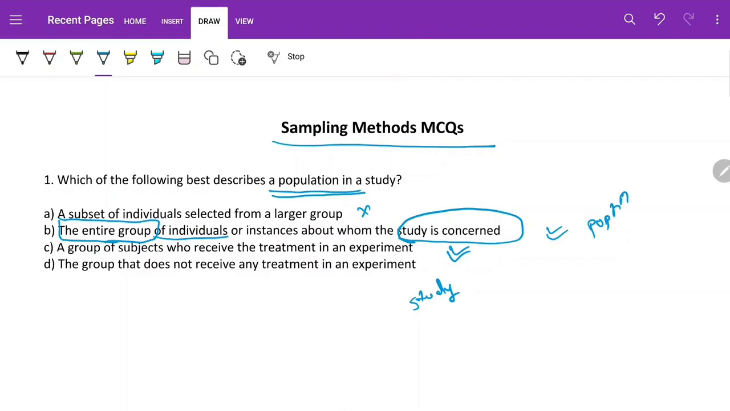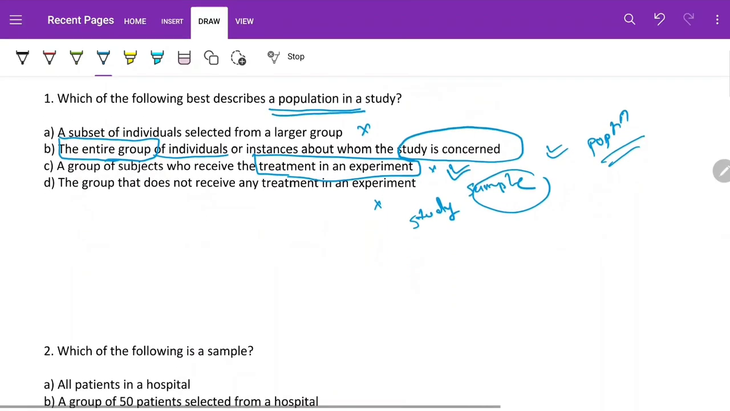A group of subjects who receive the treatment in an experiment. The treatment in an experiment is what? Sample. The elements which are under treatment are sample elements and not the population elements. So this is not correct. A group that does not receive any treatment in an experiment, this is also not correct. So the correct statement is the entire group of individuals or instances about whom the study is concerned.